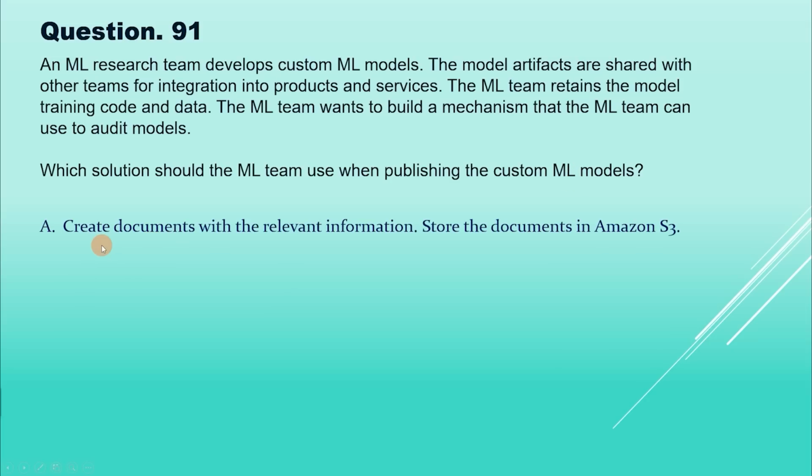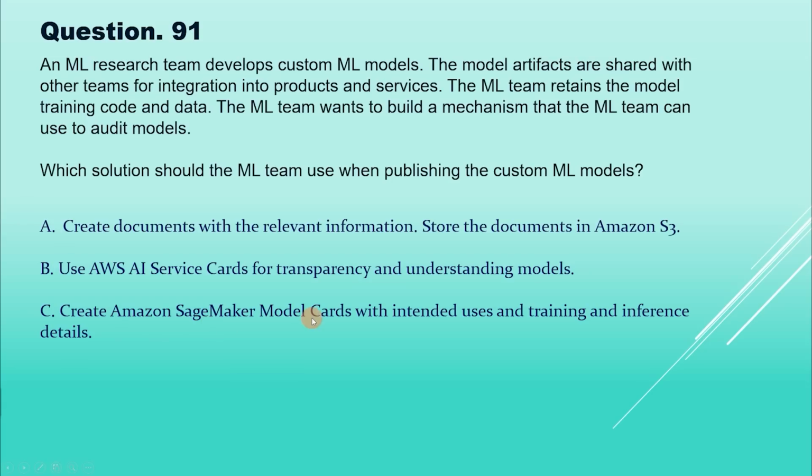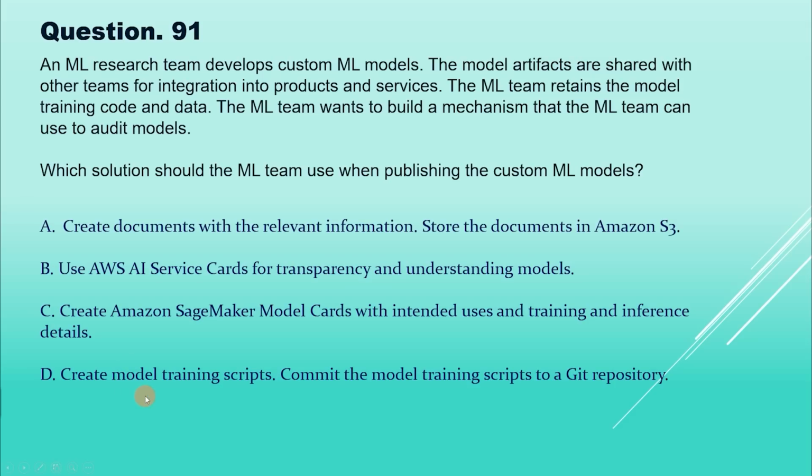And here are the options. Option A, create documents with the relevant information. Store the documents in Amazon S3. Option B, use AWS AI Service Cards for transparency and understanding models. Option C, create an Amazon SageMaker Model Card with intended use and training and inference details. Option D, create model training scripts. Commit the model training scripts to a Git repository. Take your time to guess the correct answer here. And the correct answer here will be option C.